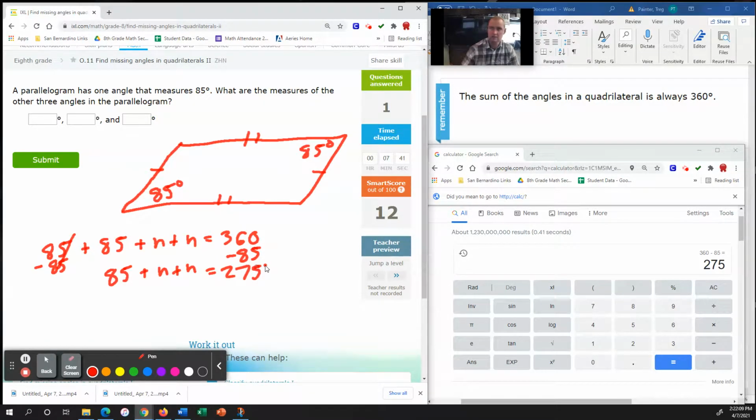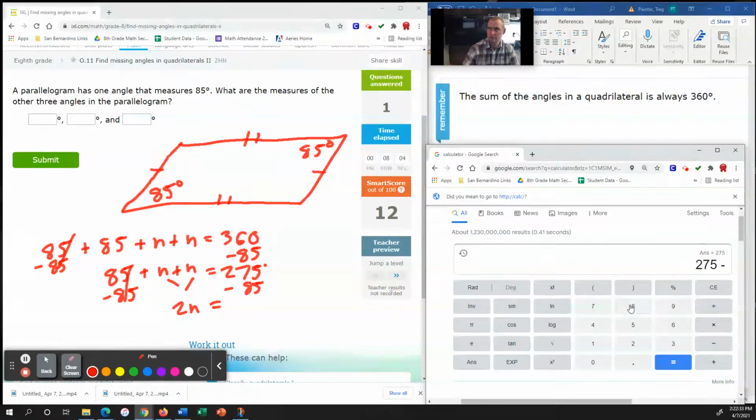All right, next step, that other 85 has also got to go. Minus 85, minus 85. And 85s are out. So we got, and by the way, the n's can go together. We have two of our corners left. So we're going to call it 2n equals 275 minus another 85. It's going to take us to 190 degrees.